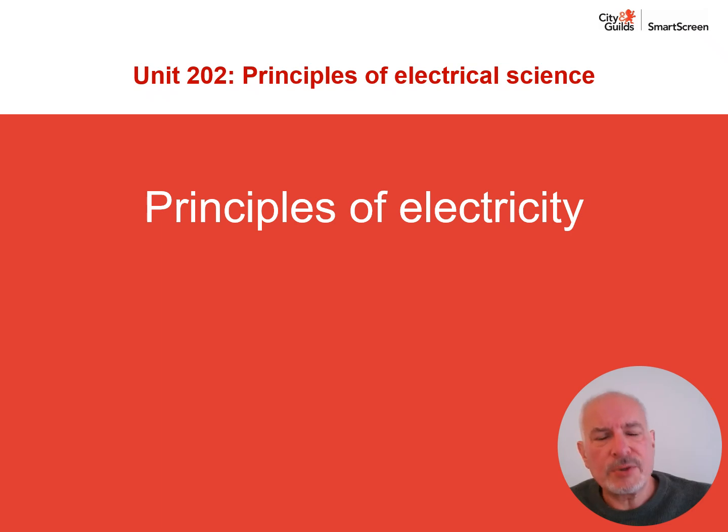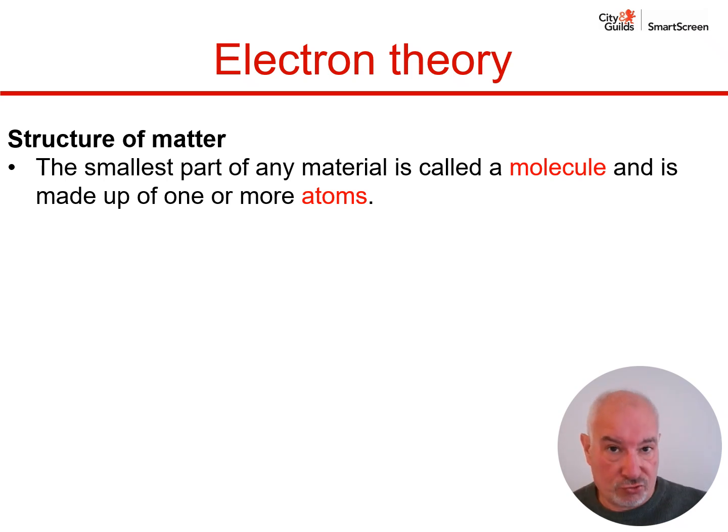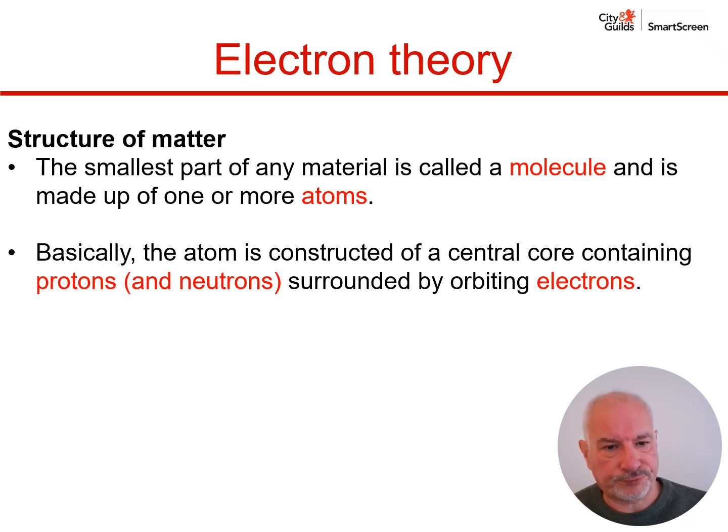My name is Ian and I'm going to be taking you through a whole series of videos on the principles of electrical science. So let's begin with the principles of electricity itself. Everything around us is made up of tiny things called molecules. But molecules are not the smallest things that exist because they in turn are made up of even tinier things called atoms. And we're going to consider the structure of an atom because it helps us to understand where electricity comes from and how it works.